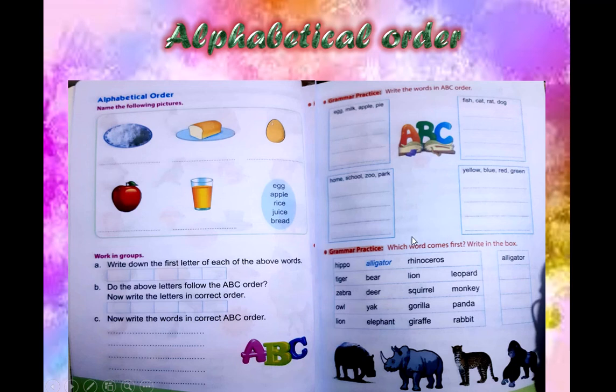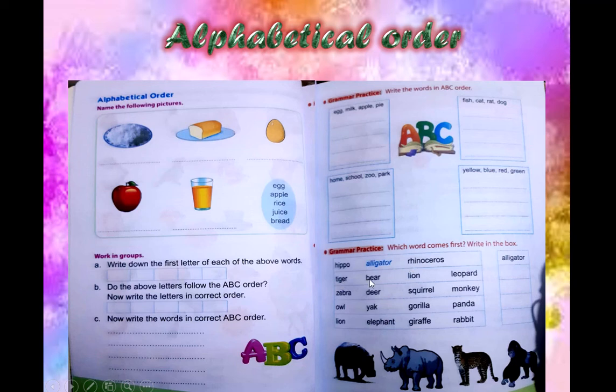Now here we have another grammar practice, which is which words come first. Write in the box. You have to write which word comes first. Okay, here hippo, alligator and rhinoceros, you have alligator first. Okay, because hippo starts with the letter H and rhinoceros starts with the letter R. So we have alligator first.